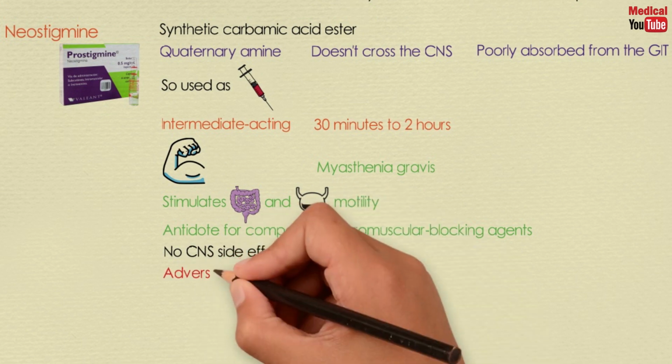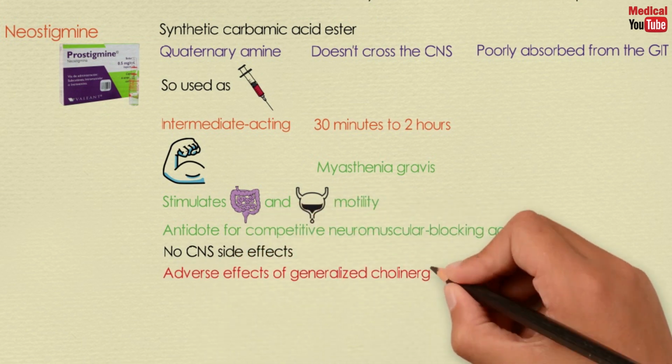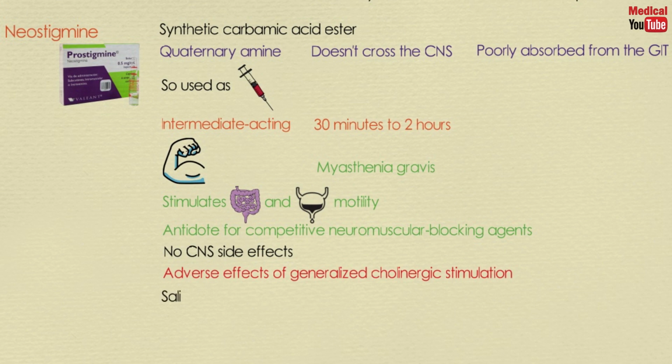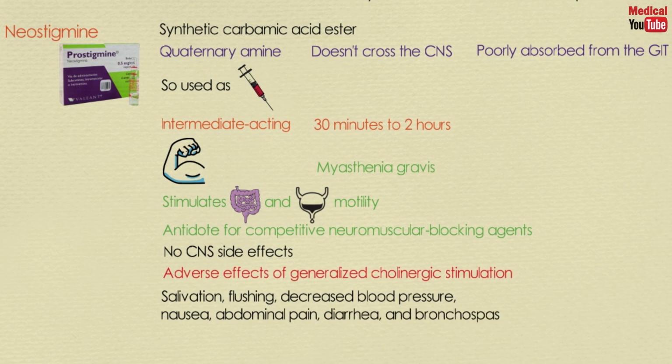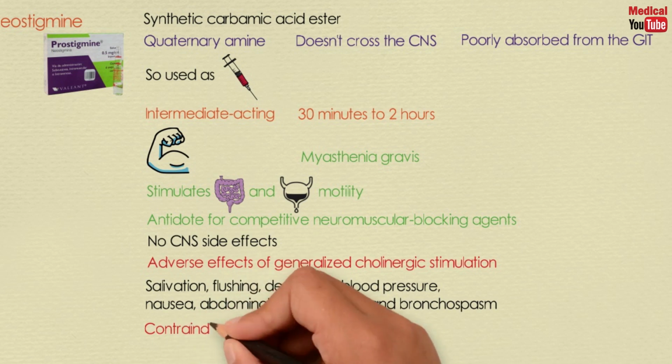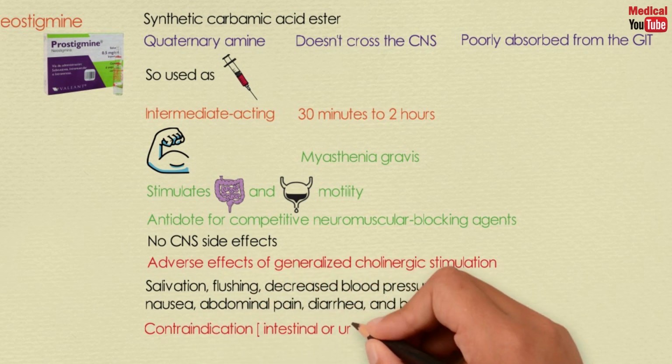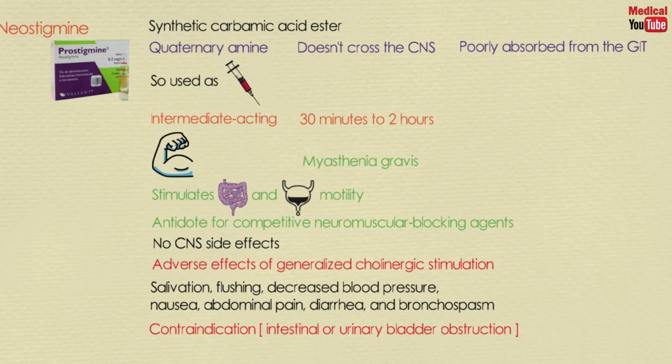But it has adverse effects of generalized cholinergic stimulation, such as salivation, flushing, decreased blood pressure, nausea, abdominal pain, diarrhea, and bronchospasm. Neostigmine is contraindicated when intestinal or urinary bladder obstruction is present.